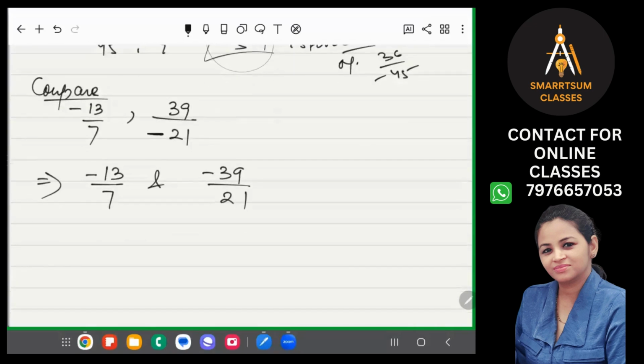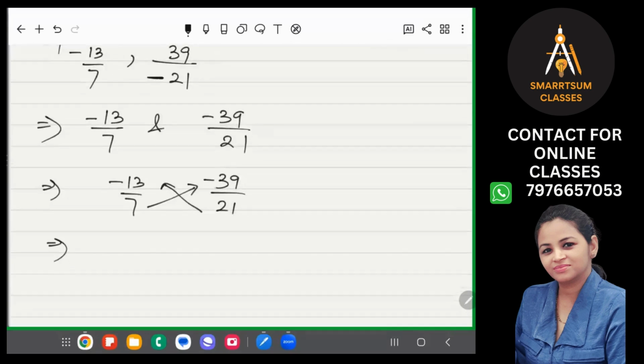So first shift the negative sign and rewrite the numbers. Now do the cross multiplication. I hope everybody knows what cross multiplication is. We will find the cross multiplication products and see which is greater and which is smaller. So write down minus 13 into 21. What is minus 13 times 21? Minus 273. Similarly, if you multiply minus 39 with 7, what will you get?